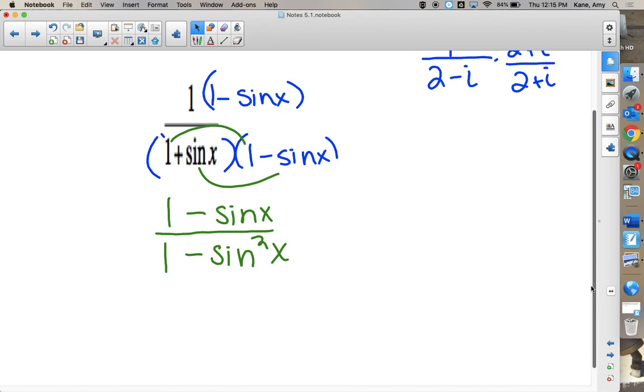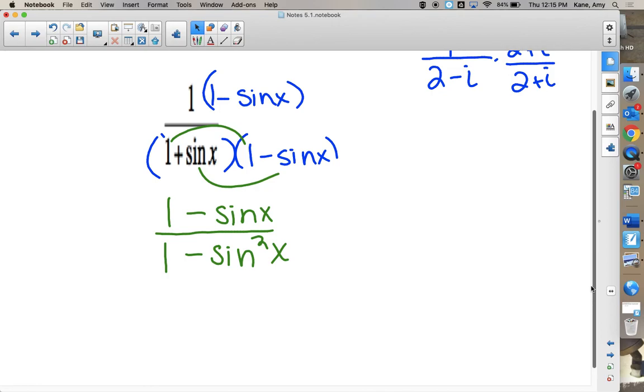Now, don't think, ooh, these should cancel, because I have a 1 on the top and a negative sign, I'm just going to make things cancel. Algebra doesn't work like that. So I can't just make these cancel. But instead, we need to use an identity.